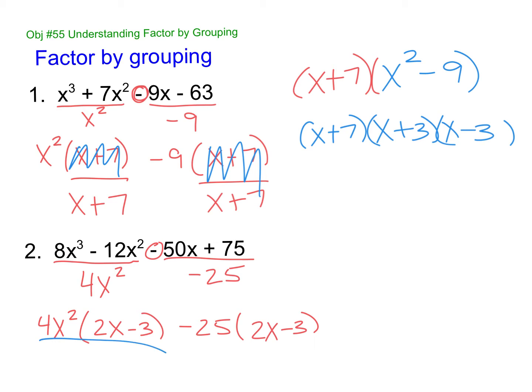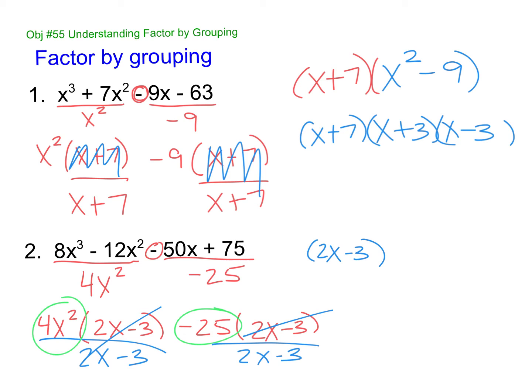We have the same binomial twice. Right? 2x minus 3, 2x minus 3, cancels out. And then we are left with the 4x squared and the minus 25. Is that a DOTS? Yes, it is. So 2x minus 3, and then what's the square root of 4x squared? 2x times 2x. 25 is 5 times 5. One's a plus, one's a minus. Right? So that's the review. That's pretty much all we're doing on grouping today.